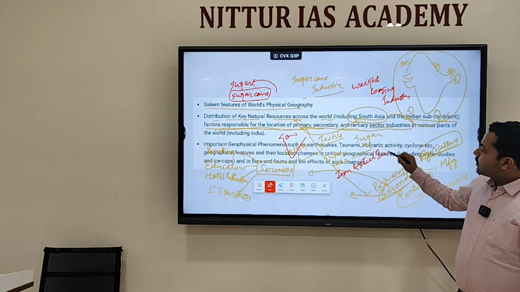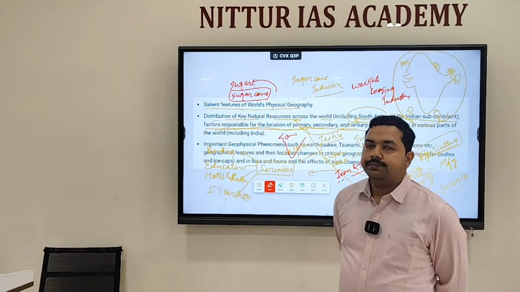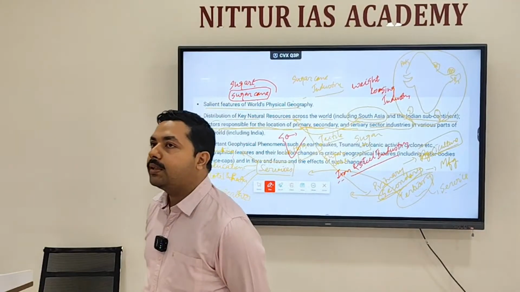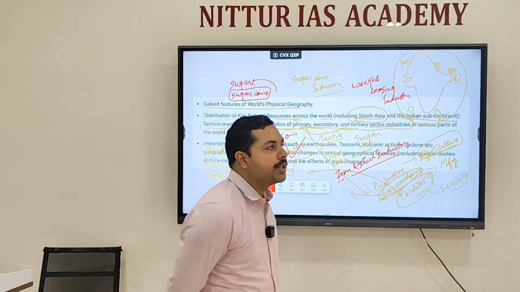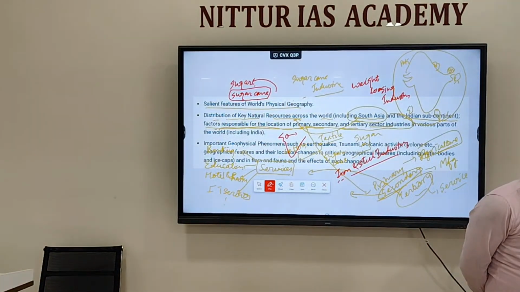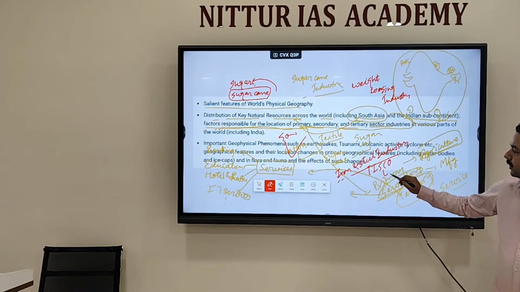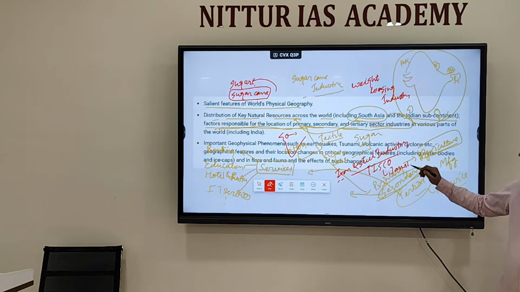Iron and steel industry. Where do you set up iron and steel industries? For example, does anybody know which was the first steel plant in India? TISCO. In Jamshedpur, the Tata steel plant was set up. So where is Jamshedpur? Any idea?